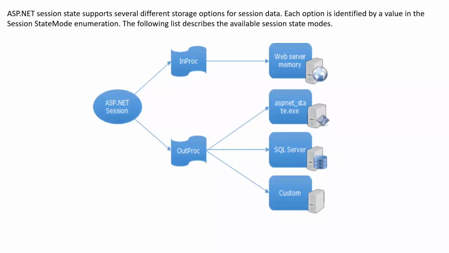ASP.NET Session State supports several different storage options for session data. Each option is identified by a value in the session state mode enumeration. If you look at the following description, this is my ASP.NET session state. I have two modes, inproc and outproc. Inproc is the web server memory, the ASP.NET worker process area. When you configure outproc, it is an SQL Server or a custom-defined storage area where you can place the session.